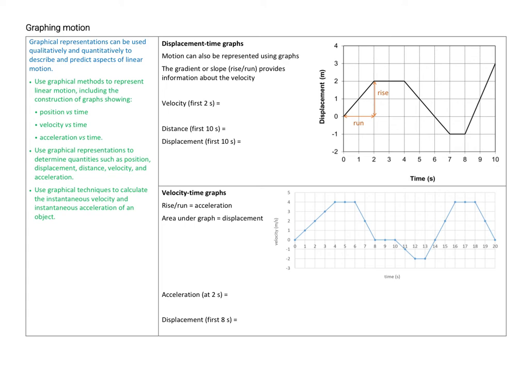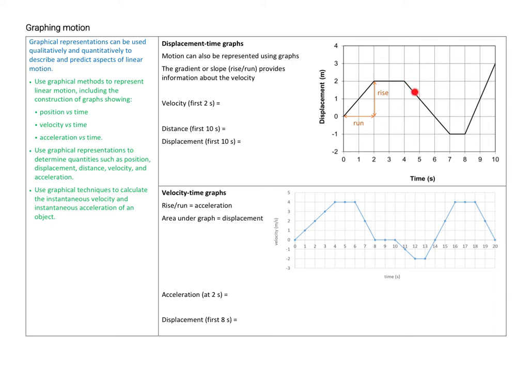So, firstly, a displacement time graph. Motion can be represented using graphs. In a displacement versus time graph, on the y-axis we have the displacement, which is the change in position, and on the x-axis we have time. So what this graph is showing, it started off at what we call the origin, where we start. After 1 second it had gone 1 metre. After 2 seconds it had gone 2 metres. Then it was stationary for 2 seconds, so the displacement didn't change, the position didn't change for 2 seconds.